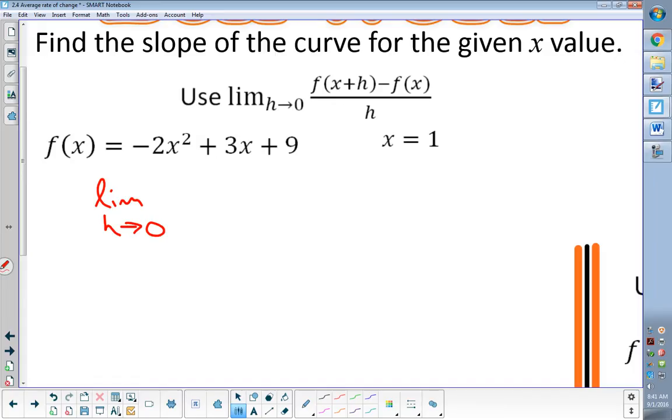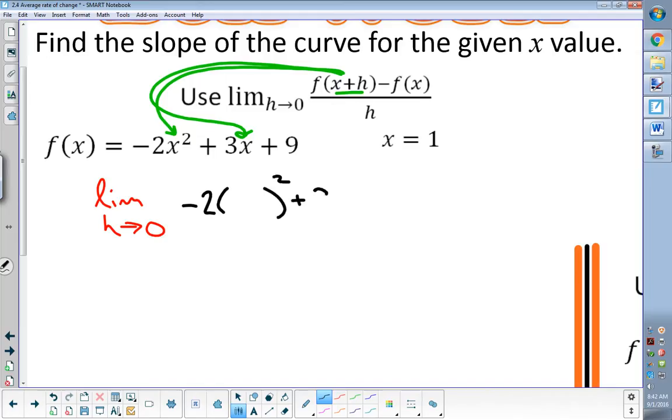f of x plus h. So when it says f of x plus h, Tyler, what does that mean I'm doing here? Good. He's taking this and plugging it into this equation. Okay, so it's going to look like this. I'm going to color code this a little bit. Negative 2 squared plus 3 plus 9. There's his setup there. He said anywhere we have an x, we're plugging in x plus h. That's all we've done so far.